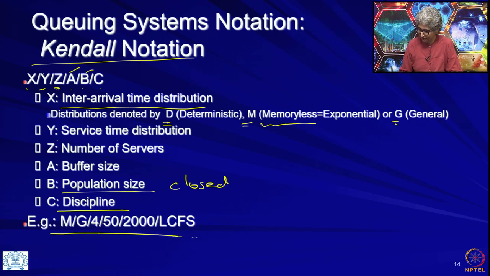So for example, if I show you this whole notation like this, it means inter-arrival is exponential. The service time distribution is general, we are not making any standard assumption for it. The number of servers is 4, buffer size is 50, this is a closed system with 2000 clients, and the discipline is last come first serve.